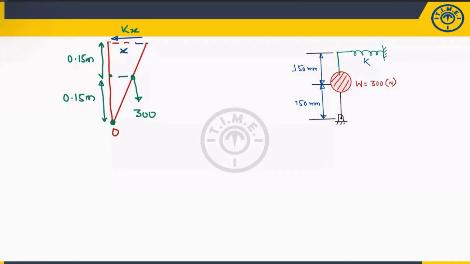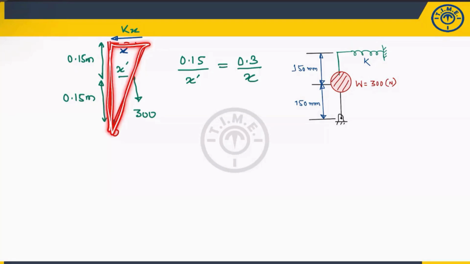So can I write 0.15 on the small one, let us suppose this is x dash. So 0.15 divided by x dash, can I write 0.3 divided by x? For this complete angle, this is basically the length, and this is nothing but the perpendicular. So perpendicular by base is nothing but tan theta, because theta will be constant for this triangle and this triangle. So if you equate tan theta on both the triangles, you will get this.